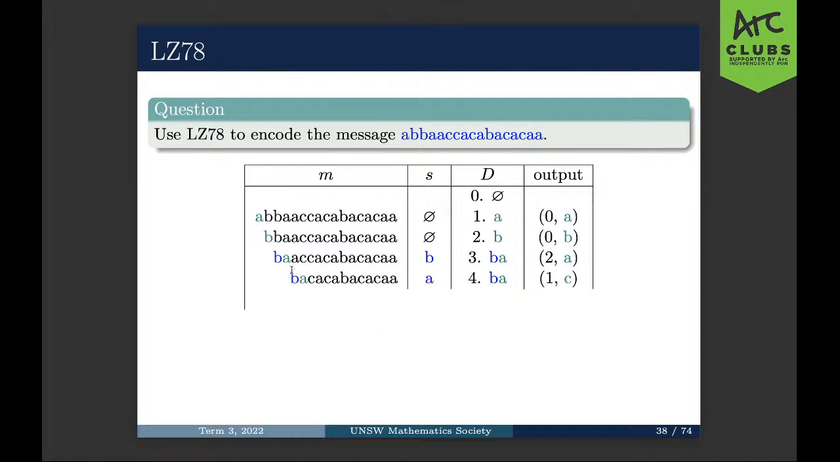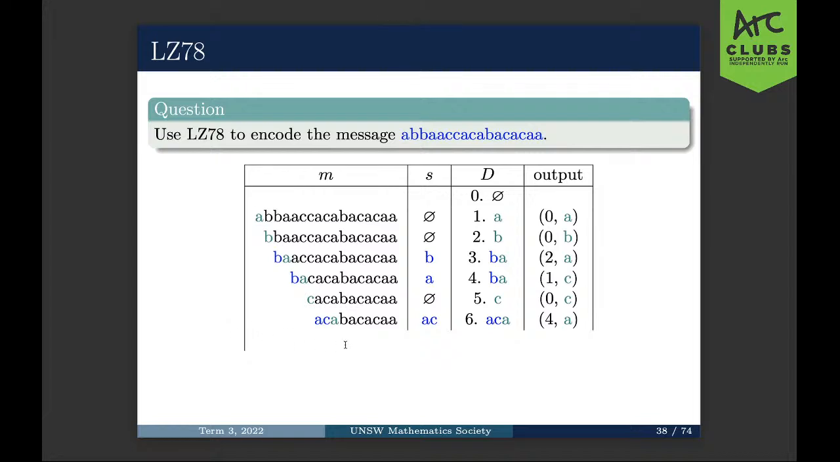The next one is going to be, right, okay, there's a typo here. Let's just skip that part for now. For this part, we find a C. There's nothing in the dictionary that's a prefix of this message here, except for the empty string. So again, we extend the empty string by C to create a new entry.